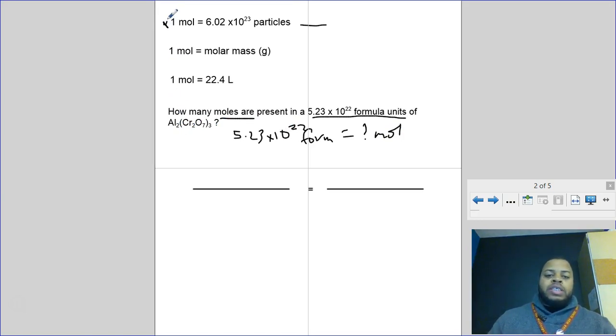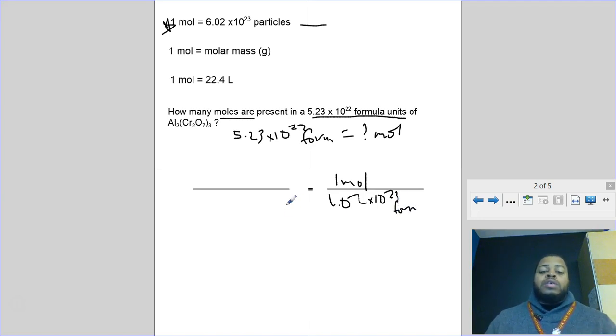We've already established that I'm using this as my conversion factor. What we're going to look at is how we can do this using what we call a direct proportion. You may remember this from algebra, but basically I'm going to set up my information so that I can solve for a variable that I'm missing. I have 1 mole equals 6.02 times 10 to the 23rd formula units. So whatever I set up on this side would have to be set up in a similar way. I have formula units, so I'm going to put 5.23 times 10 to the 22nd formula units, and I'm trying to find out how many moles that is.